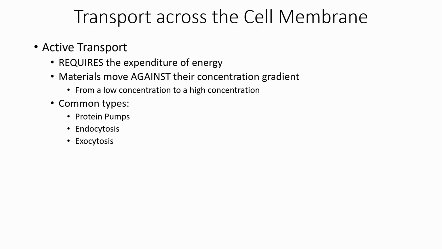There's a few different types. There are different types of protein pumps. We also have endocytosis and exocytosis. Endo and exocytosis are forms of bulk transport where we're moving lots of stuff all together.